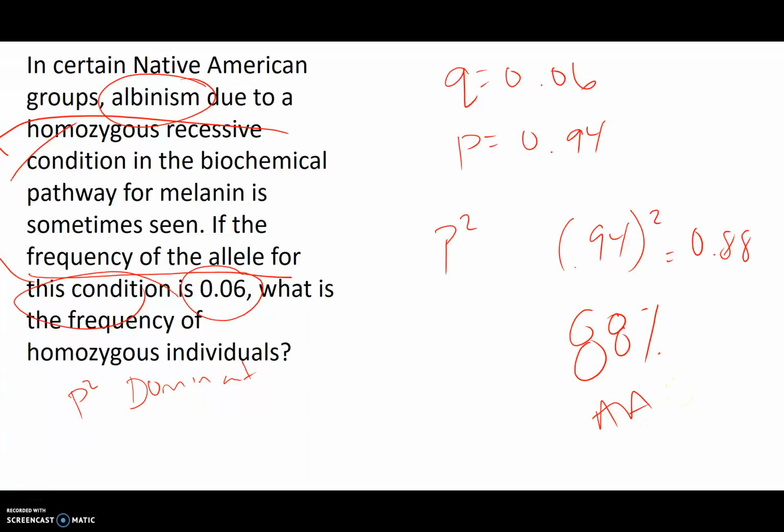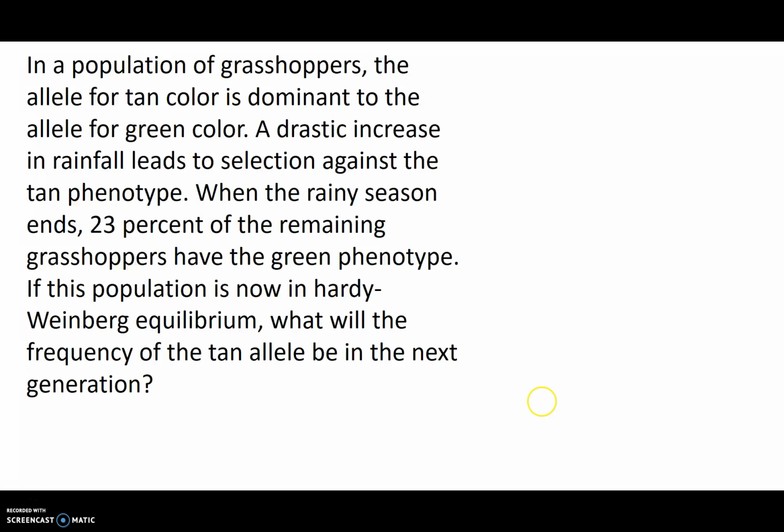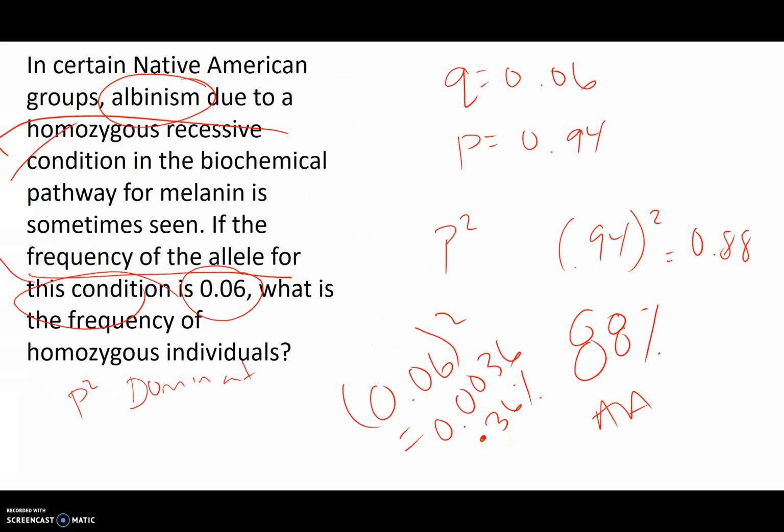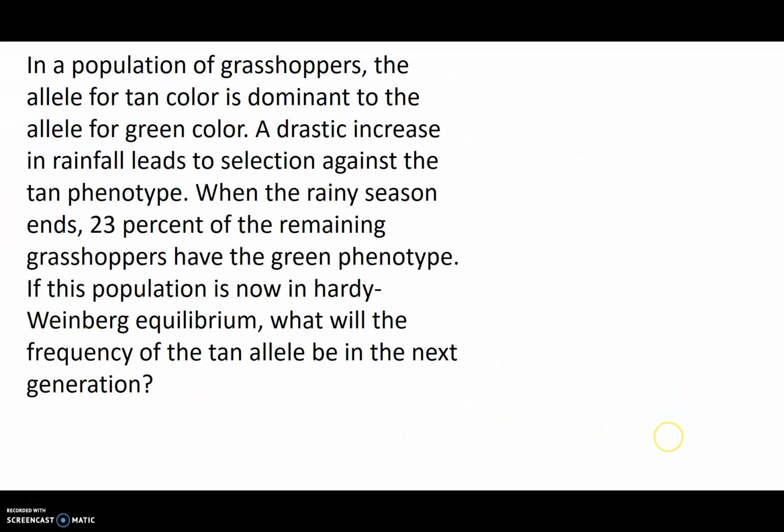And if I really wanted to find what the percent of the population that was albino, I would do 0.06 squared, and that's equal to 0.0036, or 0.36%. So less than 1% of the population is homozygous recessive. That kind of tells you something about that. Maybe it's a brand new mutation, or maybe it's selected against and has a low fitness. If you think about being albino, you don't have pigment, you don't have any natural protection from the sunlight. So that would actually explain why the dominant allele is at such high frequencies in that population.